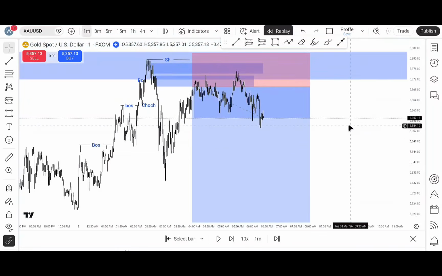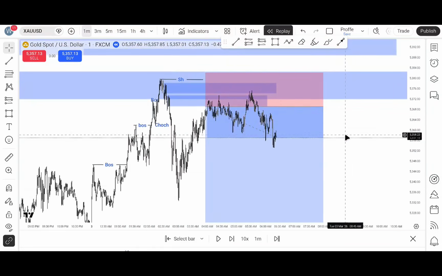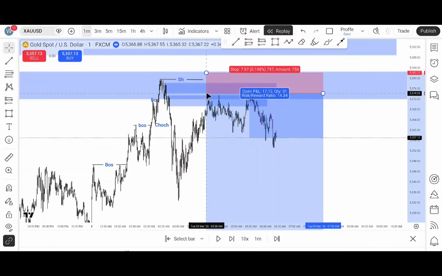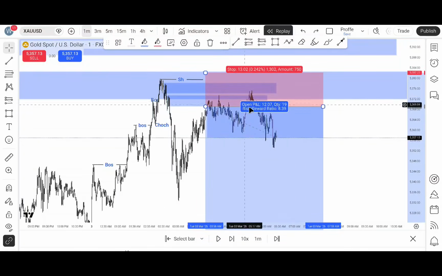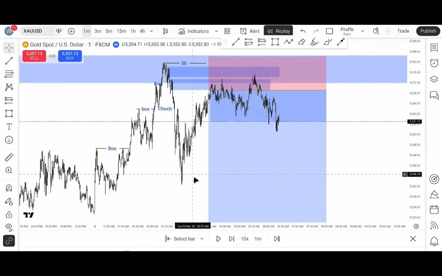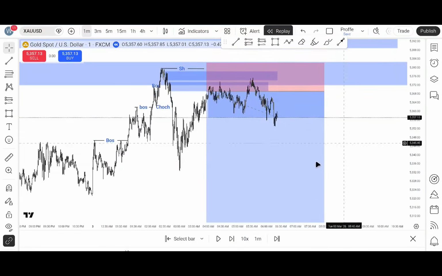So as the market is moving like this, we keep on playing price. But if our stop loss was here, this trade would have been a 14 risk to reward ratio trade. But because our stop loss is here, this trade is an 8 risk to reward ratio trade. So let's play price and see how everything works.